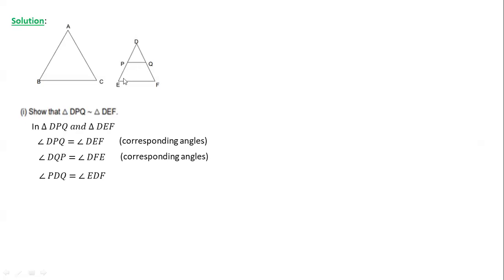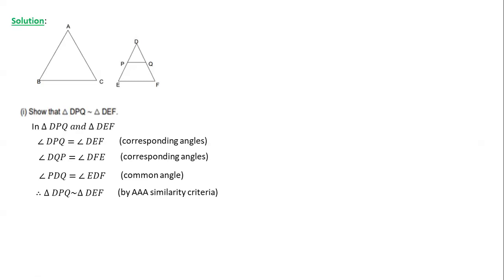PDQ is equal to EDF. Though we are using three different letters, the angle represented is the same. Therefore, we say it's a common angle. So these three angles of one triangle are equal to the three angles of another triangle. That means these two triangles are similar by AAA similarity criteria.